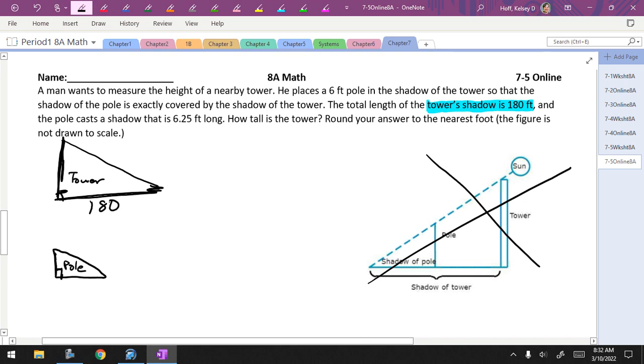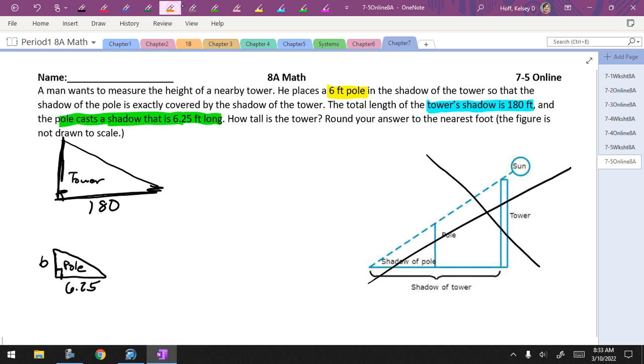Okay? What is 6.25? The shadow of the pole. Very good. 6.25. Very good. And a 6-foot pole. Very good. I'm impressed, you guys. How tall is the tower? This is our unknown. We're going to put an X here.